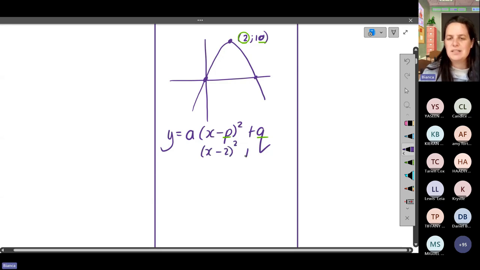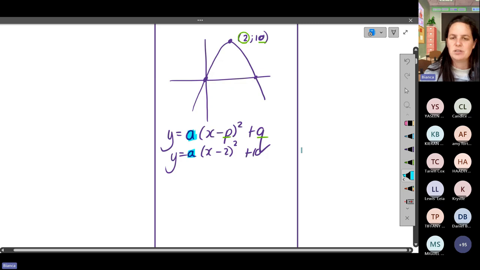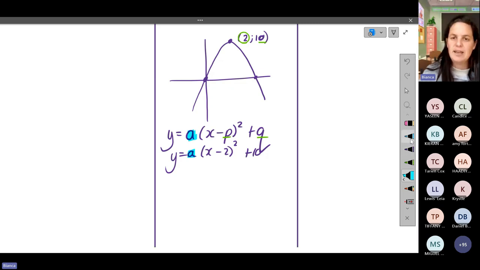Okay? And then the 10 stays as it is. Is my formula done? No, it's not. I still need to find the value of A. That A will be in every single question. To find the value of A, you do one more step.